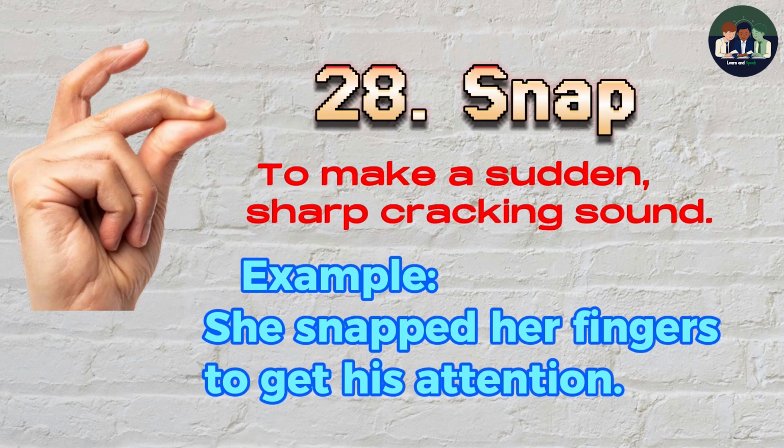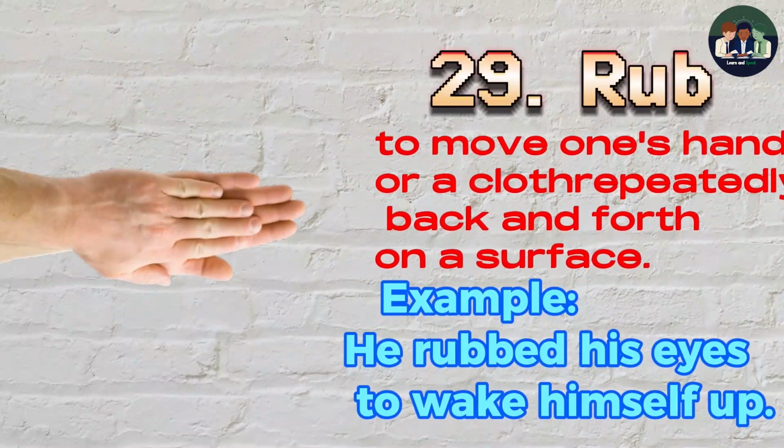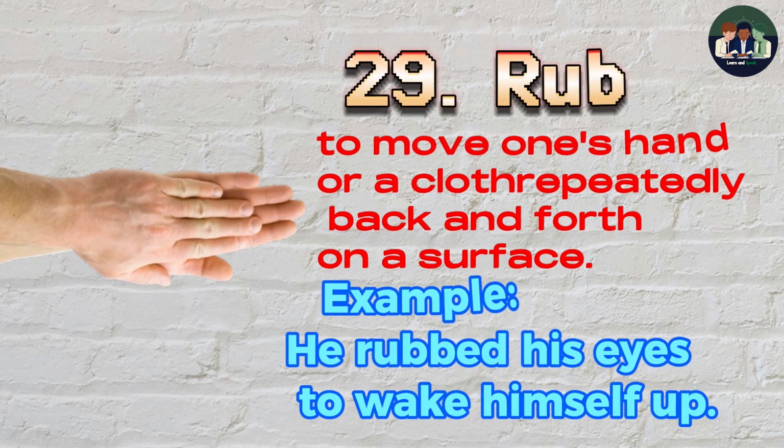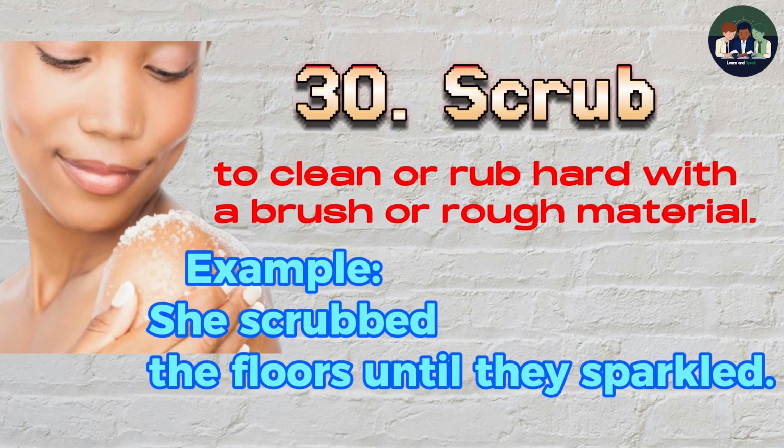28. Snap: to make a sudden, sharp cracking sound. Example: She snapped her fingers to get his attention. 29. Rub: to move one's hand or a cloth repeatedly back and forth on a surface. Example: He rubbed his eyes to wake himself up. 30. Scrub: to clean or rub hard with a brush or rough material. Example: She scrubbed the floors until they sparkled.